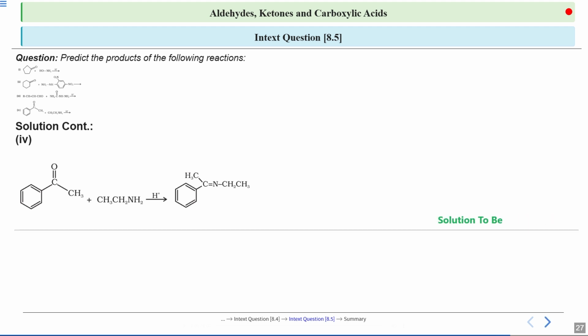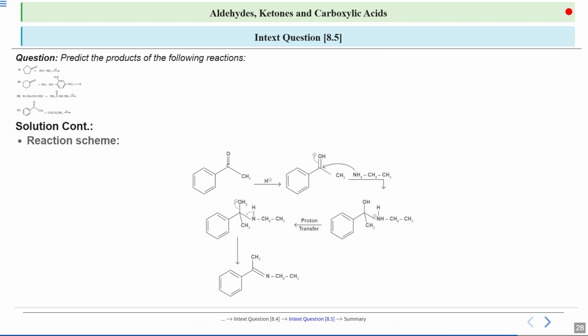Now if we look at the particular reaction, then we will go towards the mechanism. So what is happening in this reaction? First, there will be the protonation of this benzyl acetone, and after the protonation, the lone pair on the nitrogen of this primary amine, which is ethyl amine, attacks the electrophilic carbon of it. So it forms a carbonyl amine intermediate, which is also called a hemiaminal. Finally, you get a hemiaminal intermediate.